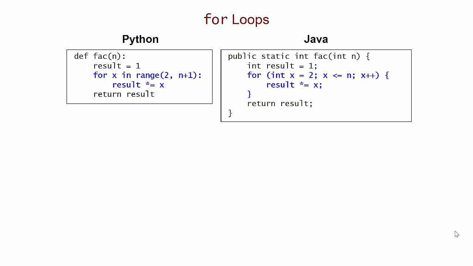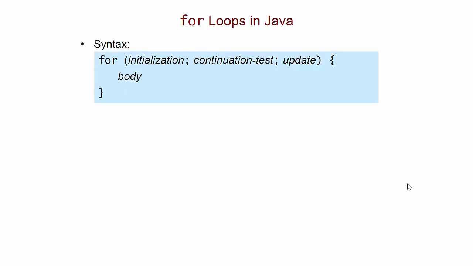Here is the corresponding Java static method. And if you look at the for loop, you can see it looks very different from a for loop in Python. So every Java for loop begins with the keyword for. And then typically we have 3 components in parentheses separated by semicolons.